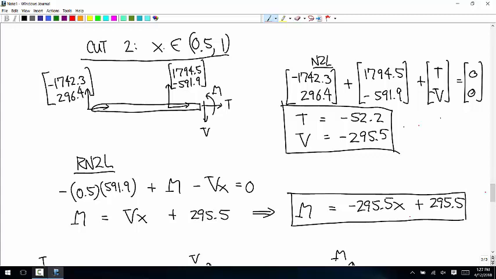Let's do the checks. So dm dx is negative 295.5. That's equal to v. dv dx is 0. There's no distributed load, so the derivative checks hold. And then we have horizontal and vertical point loads at both ends. So at x equals 0 and at x equals 1, we should have non-zero tension and non-zero shear force at both of those.